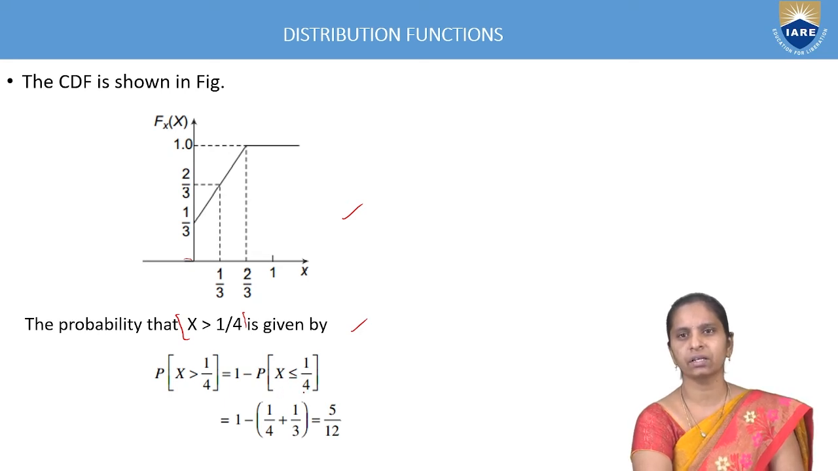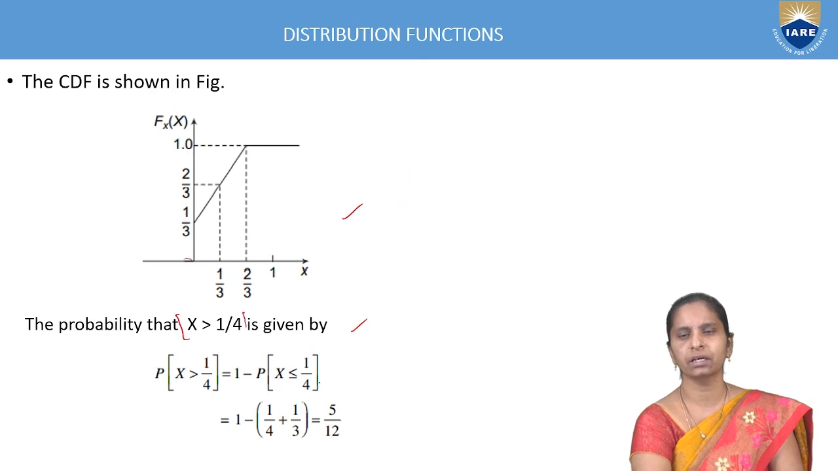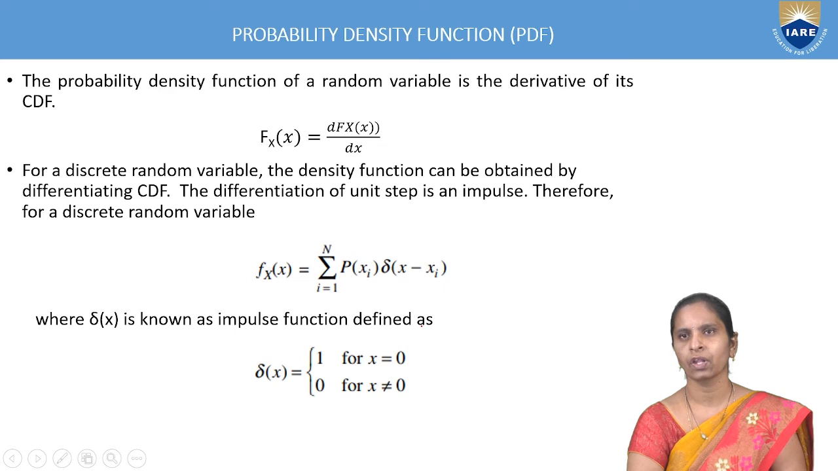So when x is less than or equal to 1/4, what is my x here? It is in this range. So when x is in this range, F_X(x) equals x plus 1/3. Now, what is my x here? 1/4 plus 1/3, that equals 5/12. Like that, I can calculate the probability of events from the given distribution function. Here I am using the fifth property of the distribution function. So we have seen the distribution function properties.